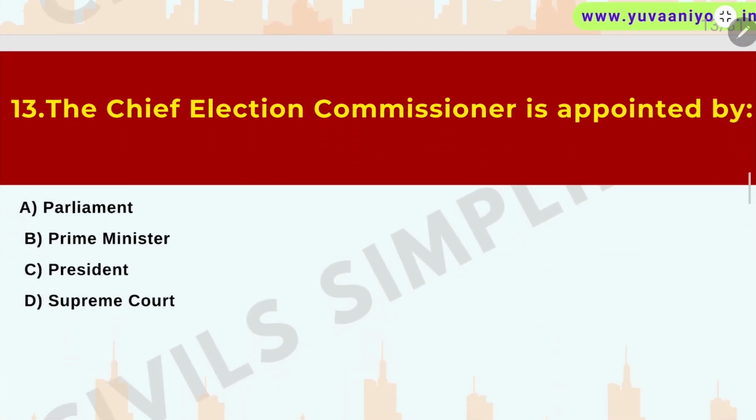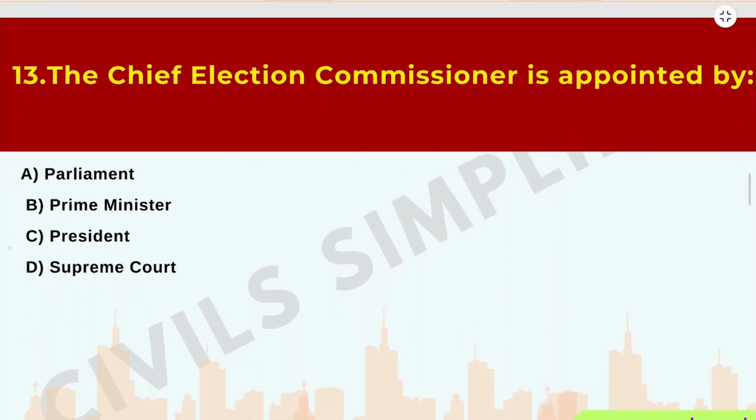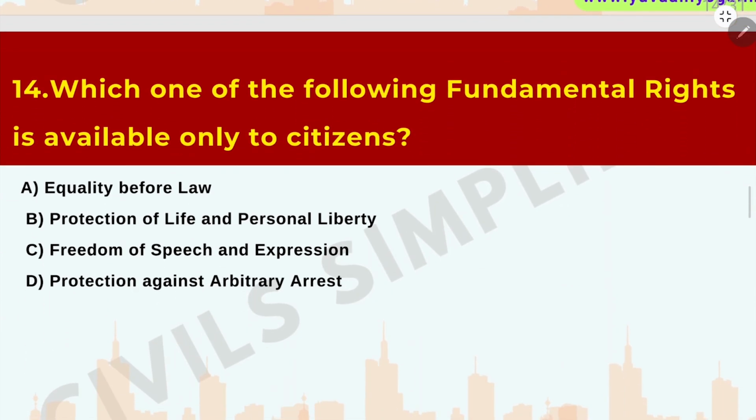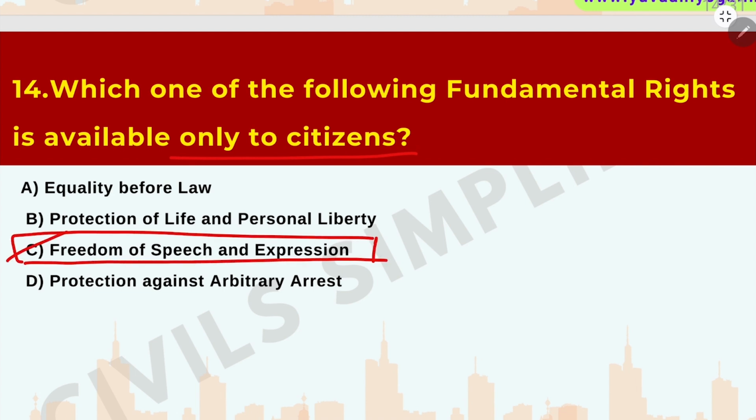The Election Commissioner is appointed by the President. Option C is the right answer. Which one of the following fundamental rights is available only to citizens? It is freedom of speech and expression. Option C is the right answer. This is exclusively for citizens. So equality before law is for citizens and non-citizens alike.